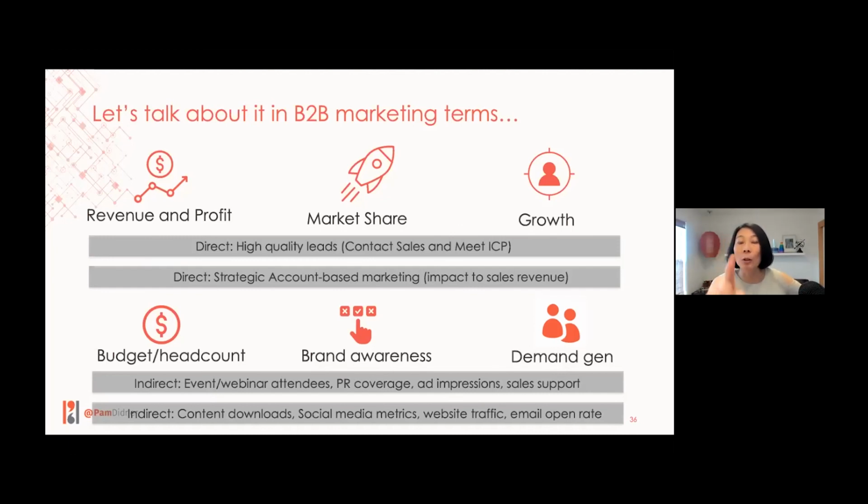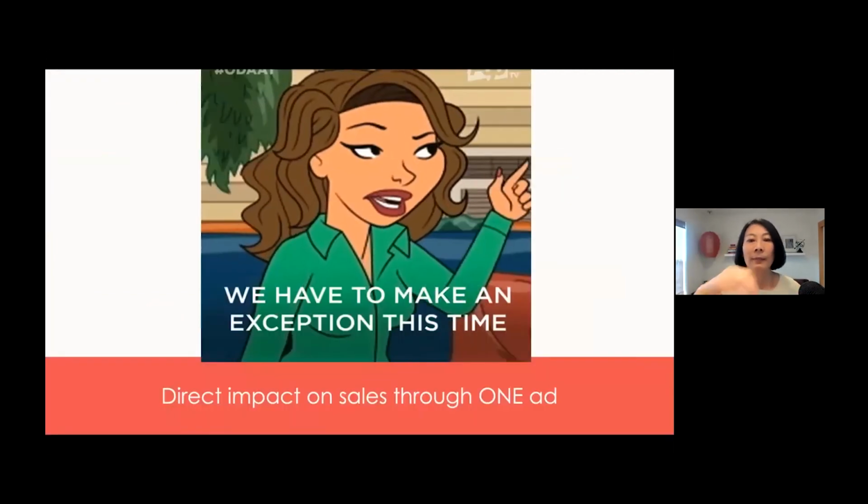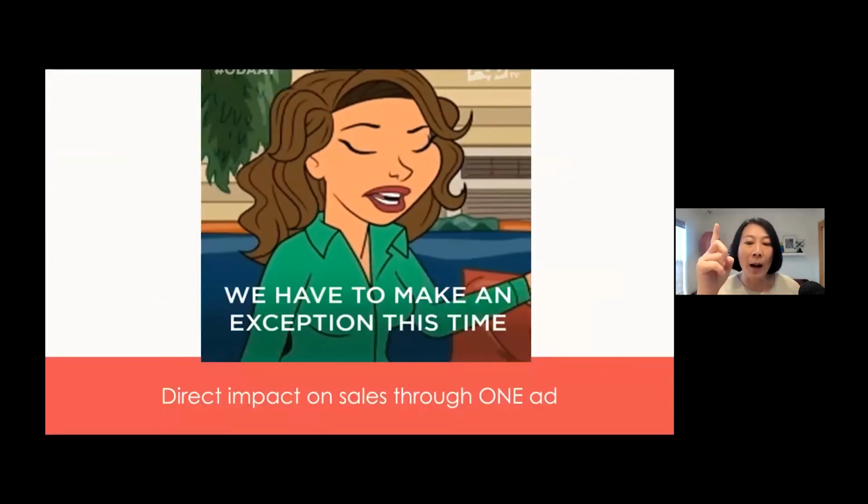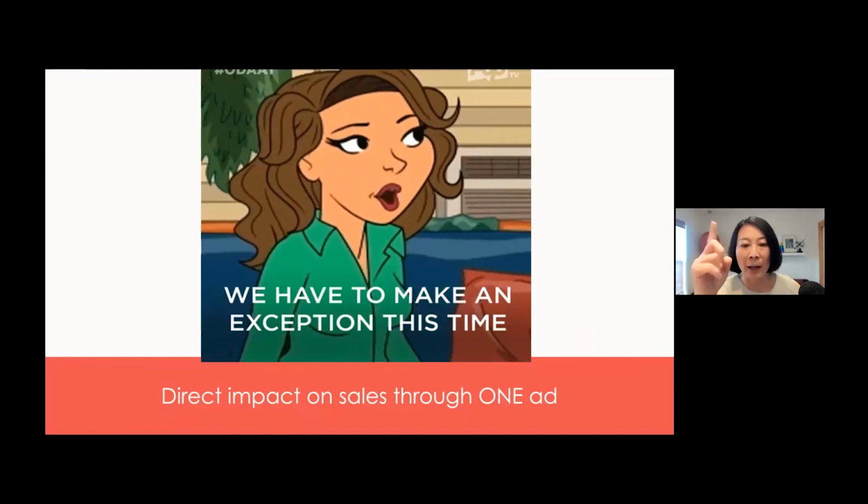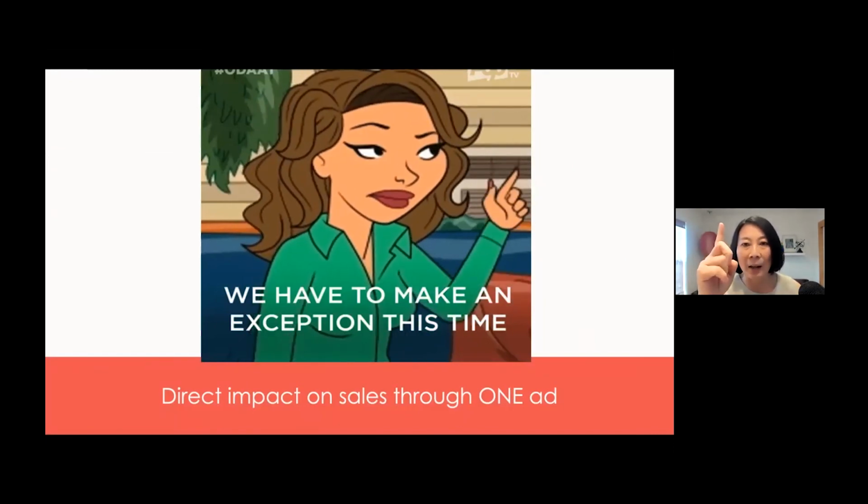Okay, but there's also an exception. There's always an exception to the rules. Okay, so now there's direct and indirect. And I am not saying that marketing cannot show direct impact. There are exceptions to the rules. Let me show you two exceptions where marketing actually has a huge impact on sales. But like I said, two exceptions, right? And one is very prominent: direct impact on sales through just one ad, one commercial.